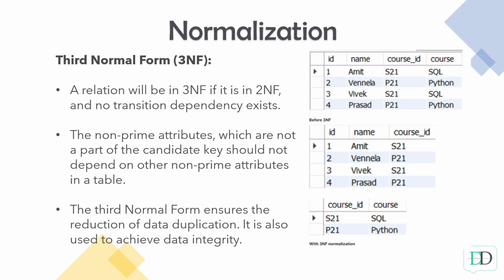Likewise, what we did in 2NF, we remove that particular column from the table and create another table. See here, S21 is for SQL and P21 is for Python. So for course ID, I created another table called the course table, with columns course ID and course. In that we have S21, P21, SQL and Python as the courses. Like this, 3NF works.